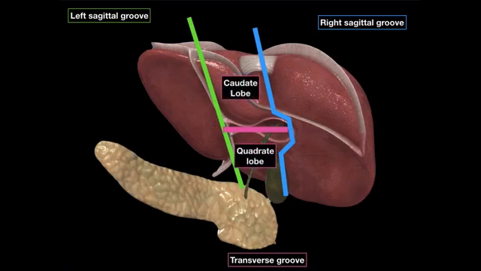So when you look at the liver anteriorly, you will see two lobes, right? But posteriorly, you can see four lobes. So you have the right lobe, the left lobe, the caudate lobe, and the quadrate lobe.